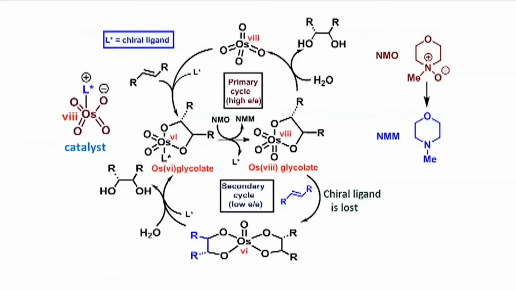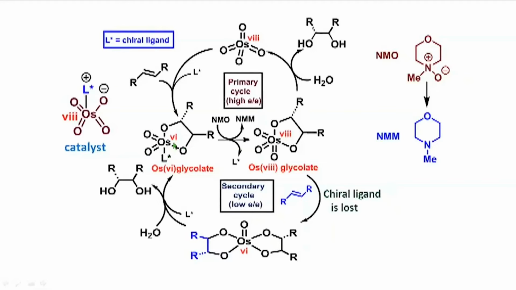What is the exact mechanism of this reaction? Initially, this osmium tetroxide gets attached to the chiral ligand, and the modified osmium species then reacts with the olefin to form this osmium(VI) glycolate having the chiral ligand.